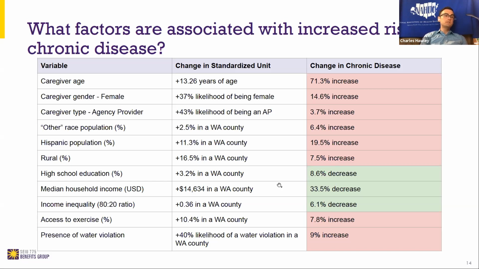Given those differences, I need to look at time real quick. Given those differences in units, we standardized the units so that they're a little bit easier to interpret and we could figure out which was having the greatest effect. There are also some binary variables in here, which create these likelihood of being female or likelihood of a water violation. So that's why the interpretation there.